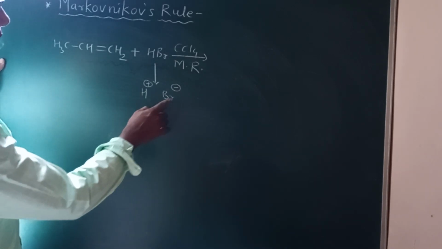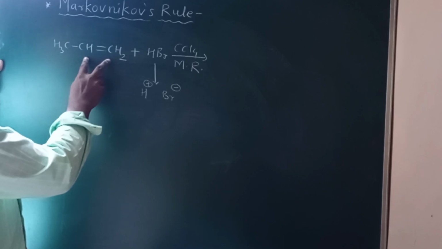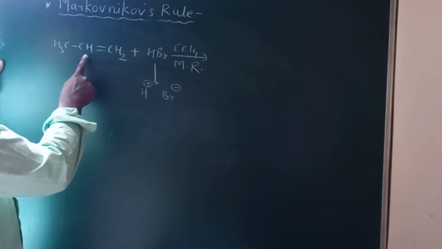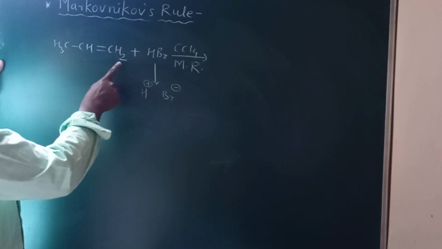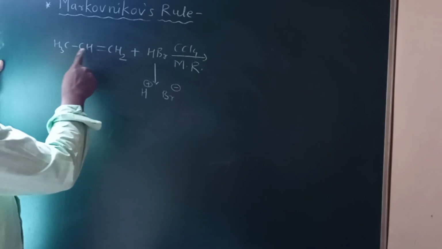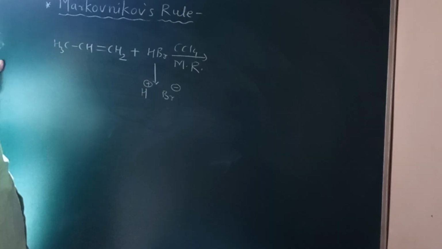Okay, so it is the negative part of this reagent, and among these two carbons, which carbon is having less number of hydrogen? Yes, this middle carbon is having only one hydrogen, and this carbon is having two hydrogen atoms. So the negative part of the reagent gets attached to that unsaturated carbon which carries less number of hydrogen atoms, giving that as a main product, major product we can say.